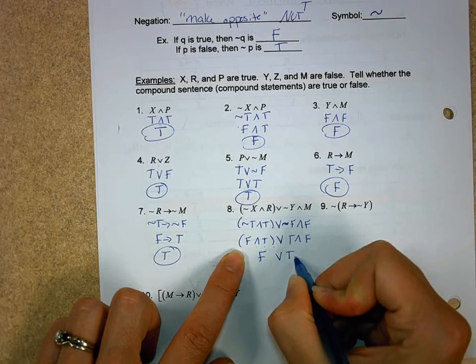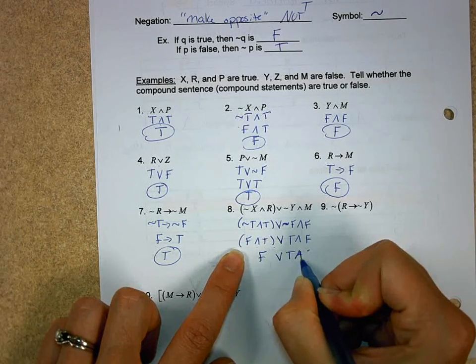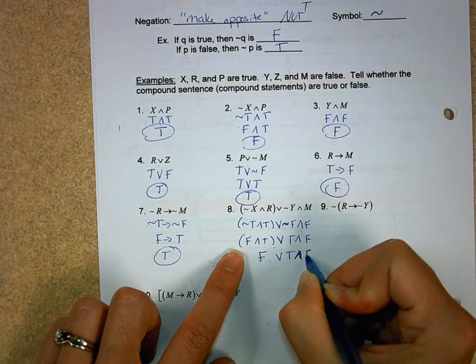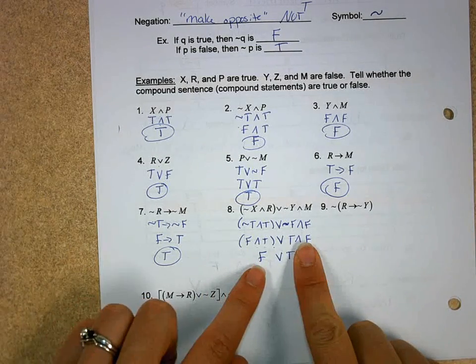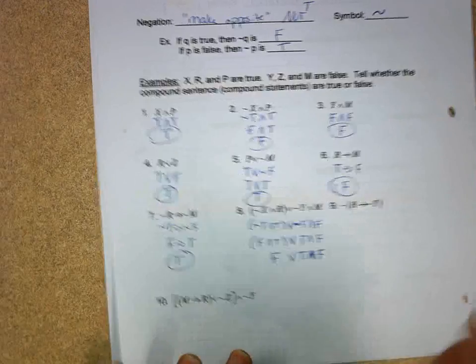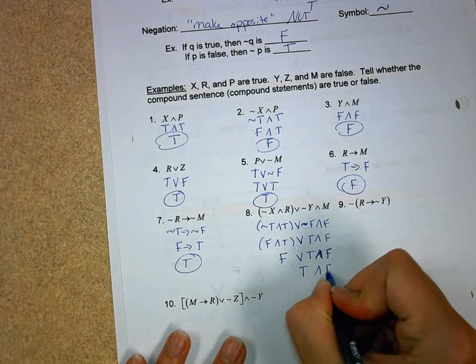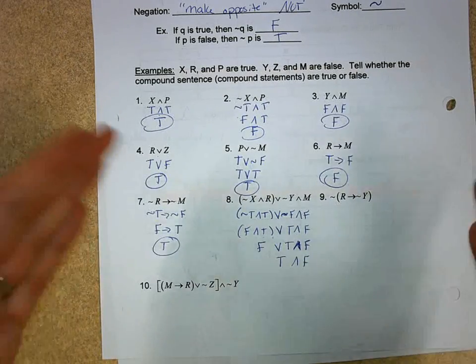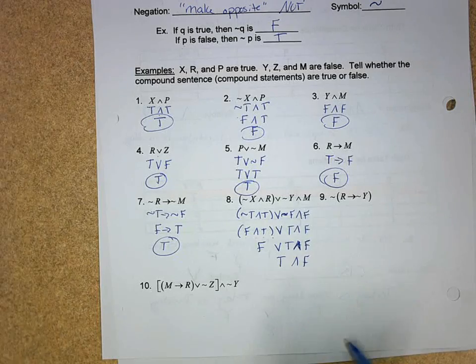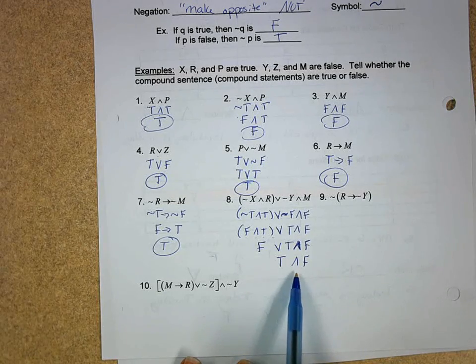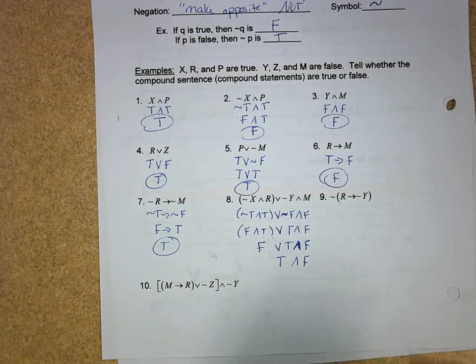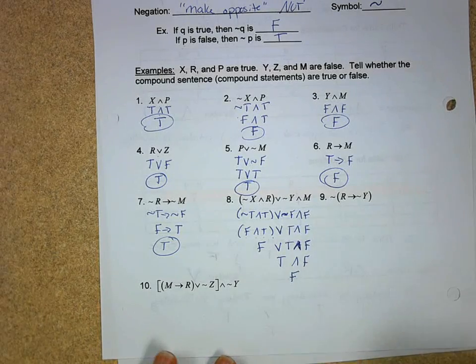But notice, oops, I put an A there instead of my and symbol. And then I look two at a time. False or true. Well, that's true. Notice this one keeps coming down. It's like order of operations. I keep adding them, I'm bringing them down together. So true and false is going to be false.